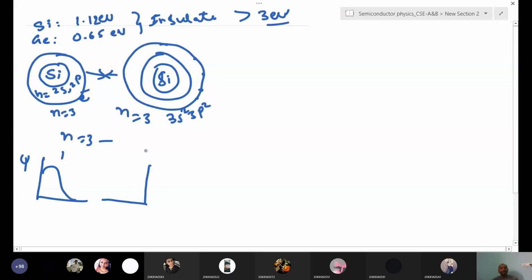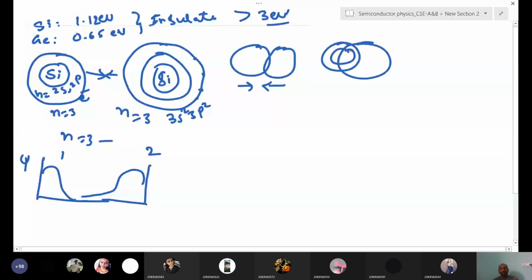Once electrons interact, they exchange energy. First the n is equal to 3 shell will overlap. If you bring them closer, the n is equal to 2 shell will overlap like this. Last shell overlaps first. After that, if you bring them closer, the deeper shells also interact. That means energy will be exchanged between deeper electrons also. Once the wave functions interact, they exchange energy.